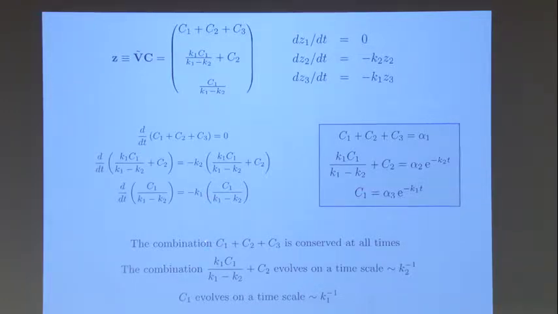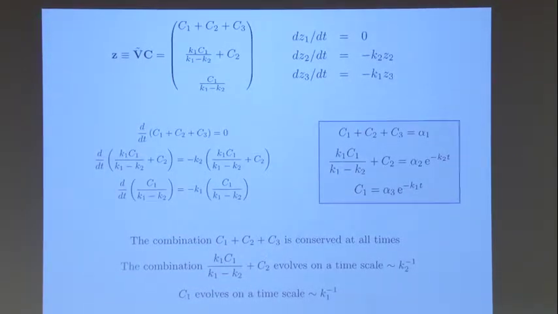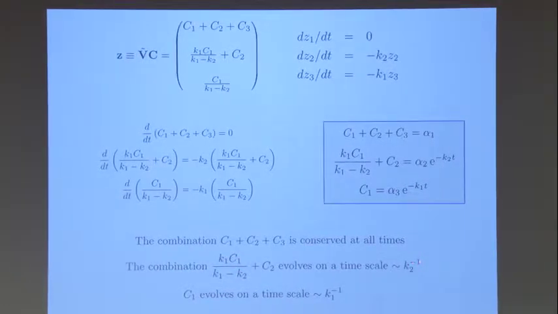So this is really the interpretation of what's in this box: the first combination is conserved, and this combination of concentrations decays on a time scale k2 to the minus 1. Remember, it's the reciprocal of the rates. And C1 decays on a time scale k1 to the negative 1.